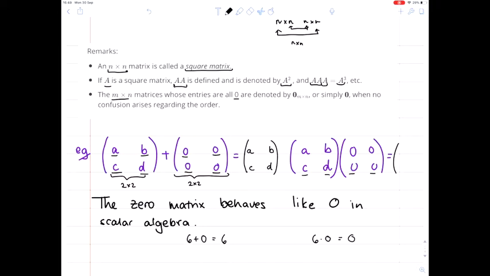So here we've got a 2 by 2 matrix times a 2 by 2 matrix. So that's going to give us a 2 by 2 matrix. Let's look at the entries. Our first entry is going to be A times 0 plus B times 0, so it's going to be 0. Our second entry will be A times 0 plus B times 0, and if you follow through you'll find it's zeros all through. So our zero matrix really acts a lot like 0 in the algebra that we know.